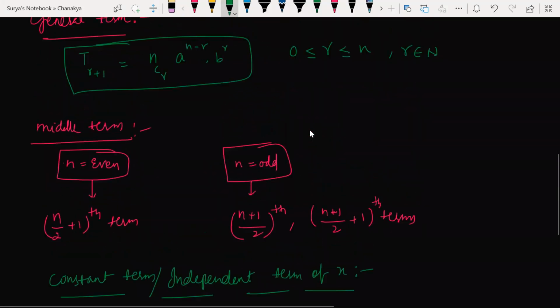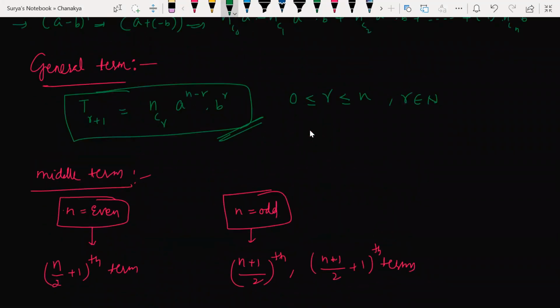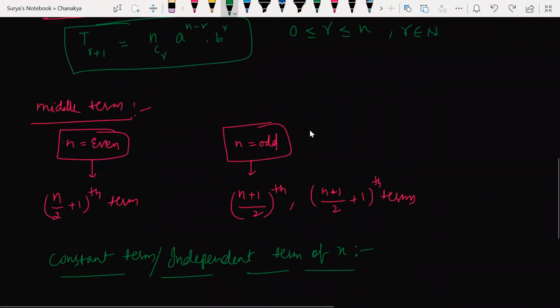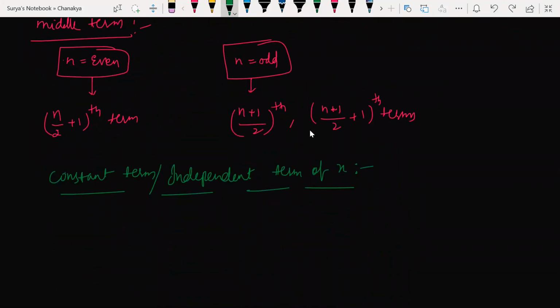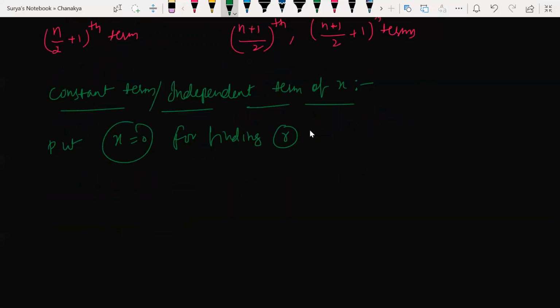Basically what happens here, we will be using the general term formula only. We will be using the general formula for the independent term. So write the general term and put x value as 0, that is put x equal to 0, for finding r in the general term.